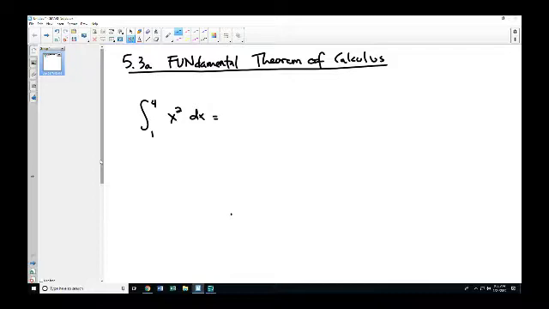What's the antiderivative of x squared? X cubed over 3. Thank you, boys. And then we evaluate from 1 to 4, right? Yes. Okay, so 4 cubed over 3 minus 1 cubed over 3, right? Yep. Okay, we could finish that, right?